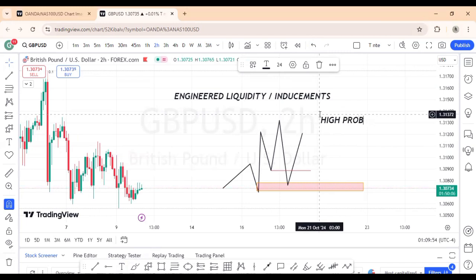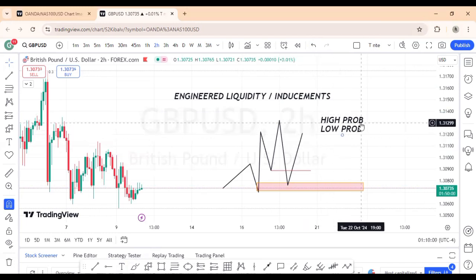We have high probability trades, and they have what? Low probability trades. Now, the fact that a trade is low probability doesn't mean that it cannot play out, right? Low probability simply means that the chances of this thing playing out is low, but it can still play out, right?